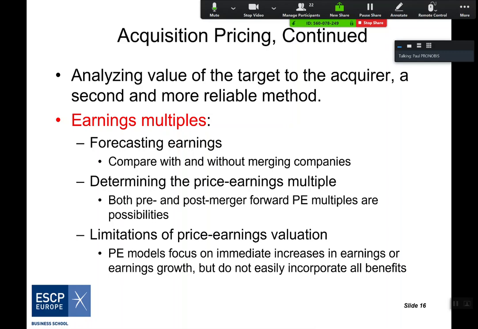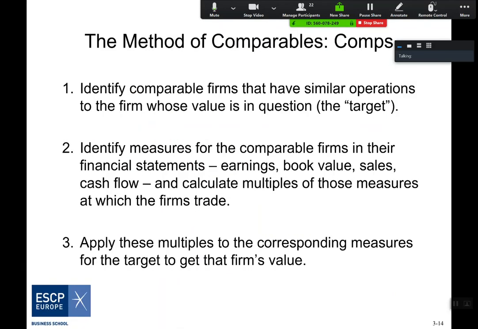Of course, there are some limitations of the price earnings valuation, but the benefit is that it's a very, very simple tool to analyze the reasonableness of the pricing story.